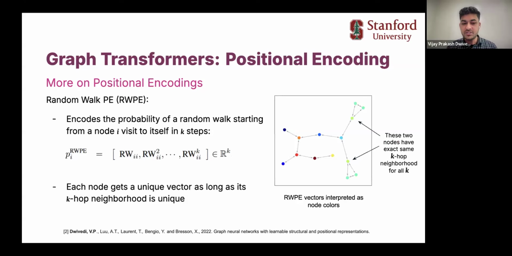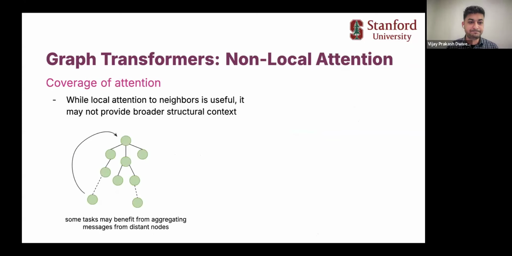When we look at what information it brings, each node can get a unique vector as long as its k-hop neighborhood is unique. And if we look at the illustration on the right, we see that this node and this node have the same color because, if we look deeply into this graph, these two nodes have the exact same k-hop neighborhood for all values of k that can be considered. So overall, position encodings are a function of the graph adjacency matrix, and the goal is to encode meaningful local and higher order structure information as node feature vectors or node positions.